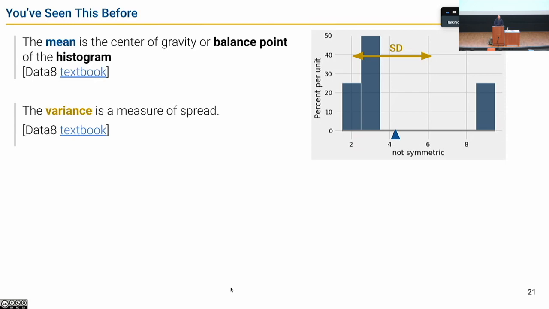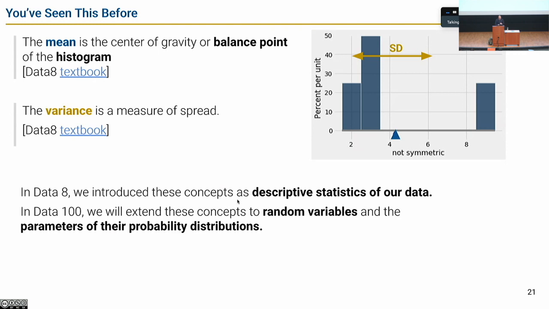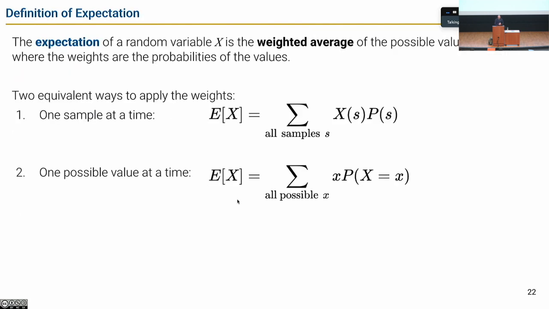All right, so we'll start with mean and variance. So we've seen these before in Data 8. In the Data 8 textbook, we talked about mean as kind of the center of gravity of our distribution. So our expectation is going to compute the same concept. And variance is the spread of that distribution. Right, so let's start with expectation. The expectation of a random variable x is the weighted average of the possible values of x, where the weights are the probabilities of those values.